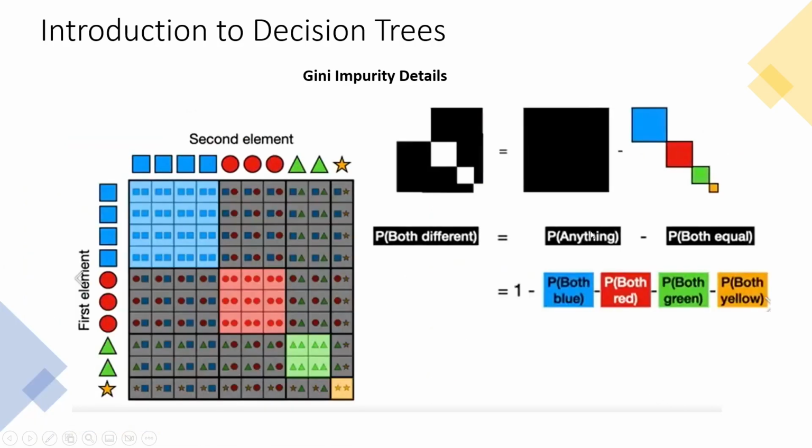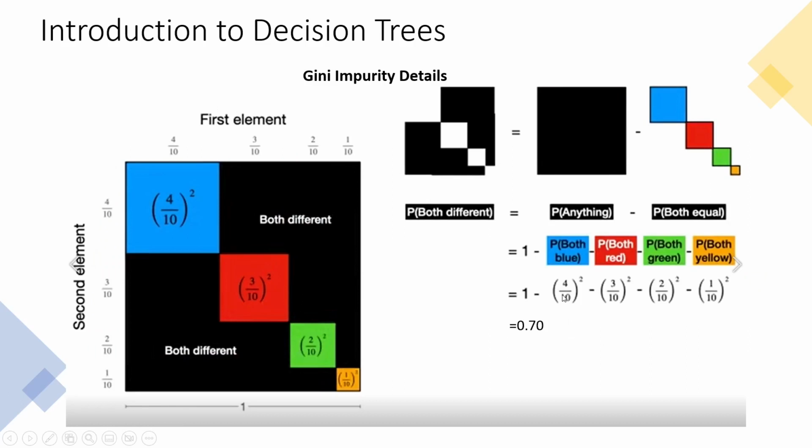And in order to calculate the Gini impurity, what we do is 1 minus, that's everything, minus the area of identical classes. In this case, that's the area of blue, area of red, area of green, and area of yellow. And once you get this, you calculate the Gini index. Mathematically speaking, that was a 4 by 4 square, that was a 3 by 3 square, that was a 2 by 2 square, and that was a 1 by 1 square. These are the areas of the identical classes. 1 minus the area of identical classes gives us the Gini index. And that's a very high Gini index in this case, 0.7.